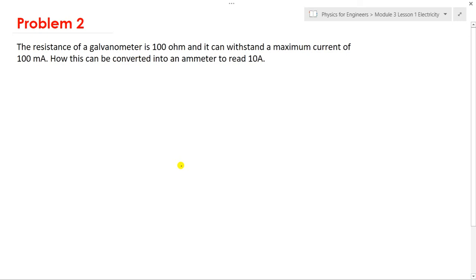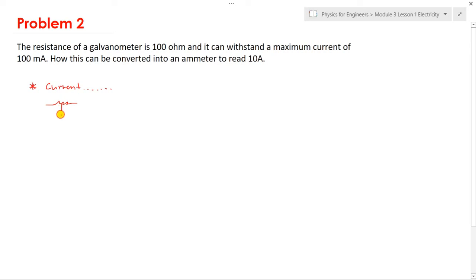So here it states that the resistance of a galvanometer is 100 ohms and it can withstand a maximum current of 100 milliamps. So maximum na current nga pwede ra masud sa galvanometer. How can this be converted into an ammeter to read 10 milliamps, or I mean 10 amps. So again, this problem is used to measure current. So if it is used to measure current, then atong siya hatagan kung unsa iyang shunt resistor nga kailangan.